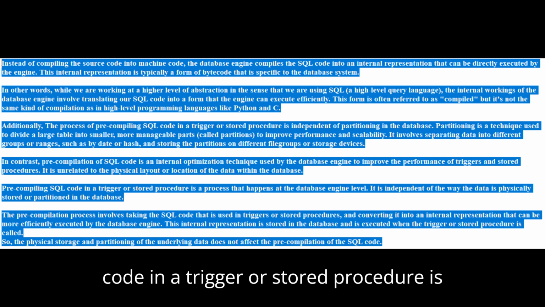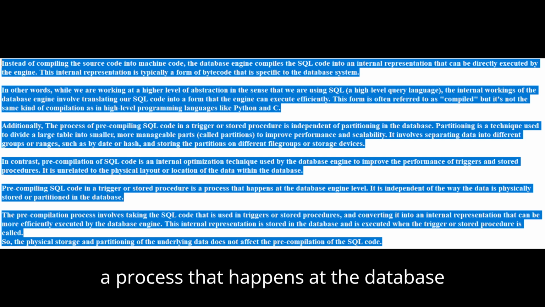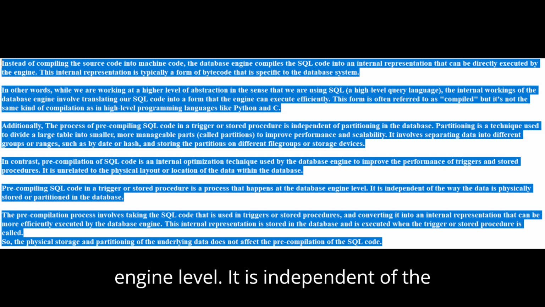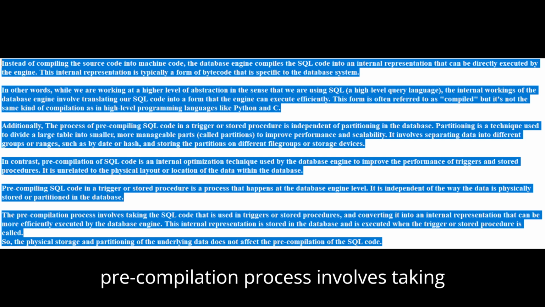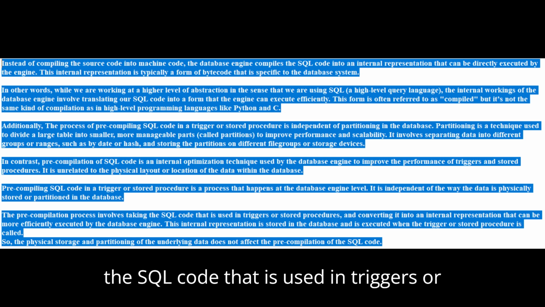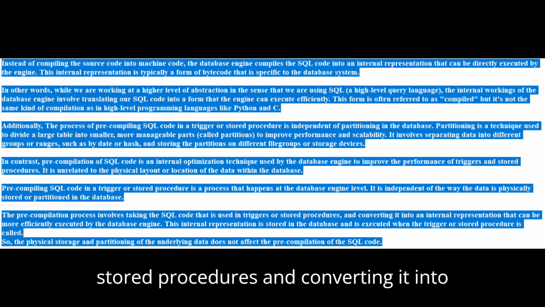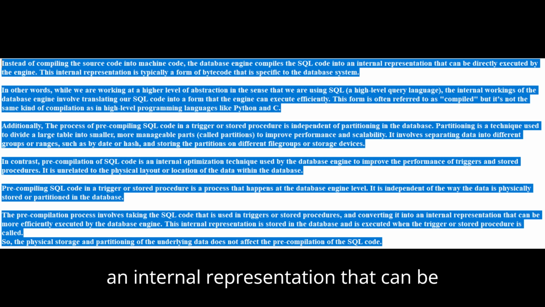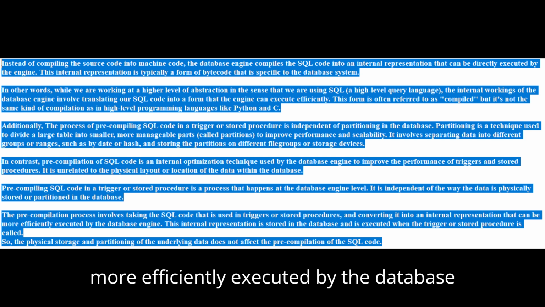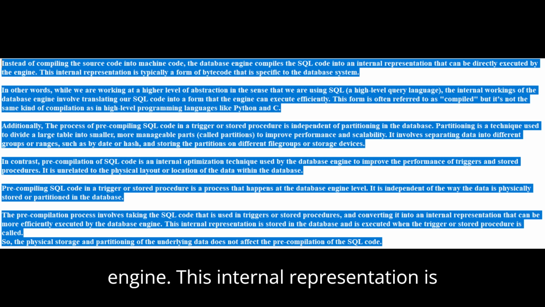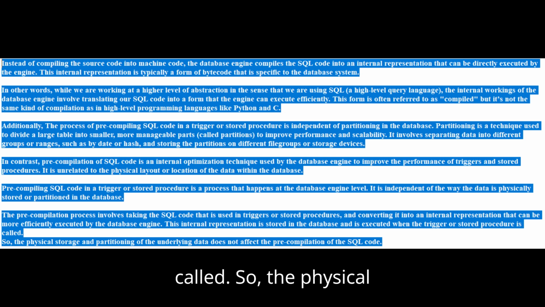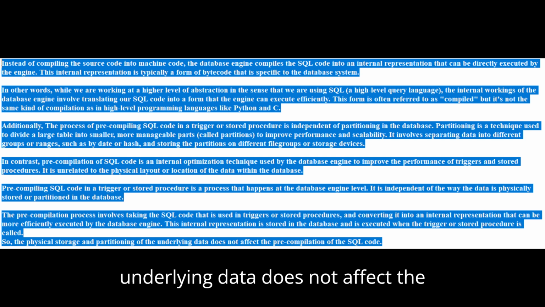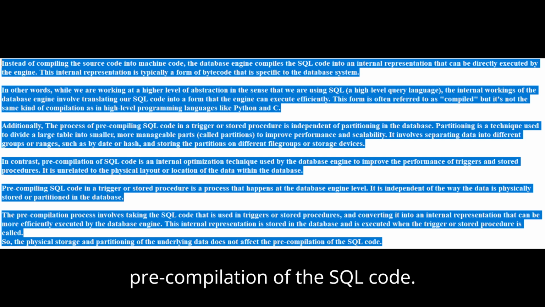Precompiling SQL code in a trigger or stored procedure is a process that happens at the database engine level. It is independent of the way the data is physically stored or partitioned in the database. The precompilation process involves taking the SQL code that is used in triggers or stored procedures and converting it into an internal representation that can be more efficiently executed by the database engine. This internal representation is stored in the database and is executed when the trigger or stored procedure is called. So, the physical storage and partitioning of the underlying data does not affect the precompilation of the SQL code.